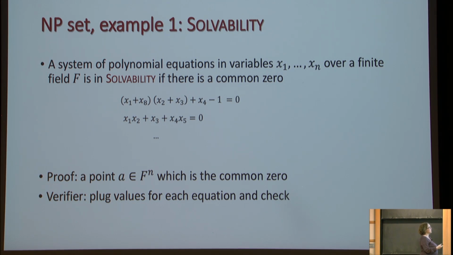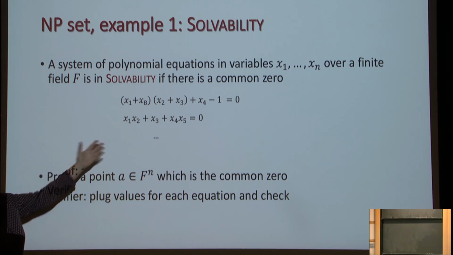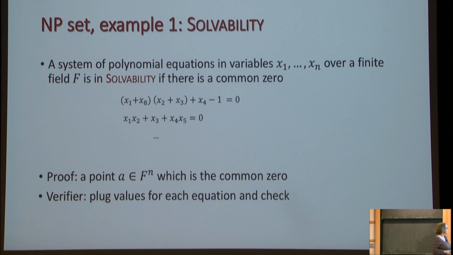Okay, so what would be a verification algorithm for being inside the set solvability? Just plug in the values for all of the variables and go equation by equation and check that this point A is a proof for the fact that this system of equations has a common zero. Okay, and of course this verification algorithm that goes equation by equation runs in polynomial time.